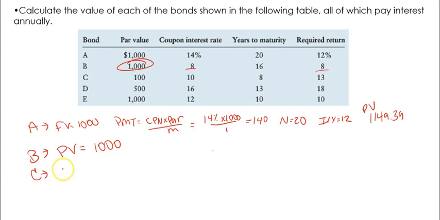C, this one has a future value of $100. The par value is only $100. Let's calculate the payment, which is equal to coupon times par divided by compounding frequency. So 100 times 10%. Sorry, I looked at that wrong.